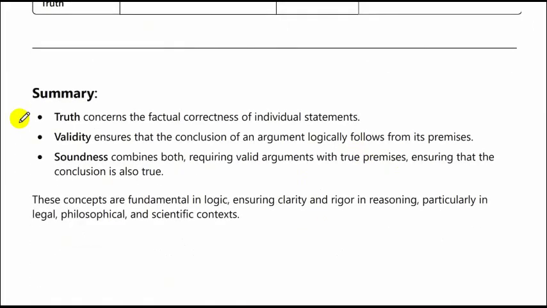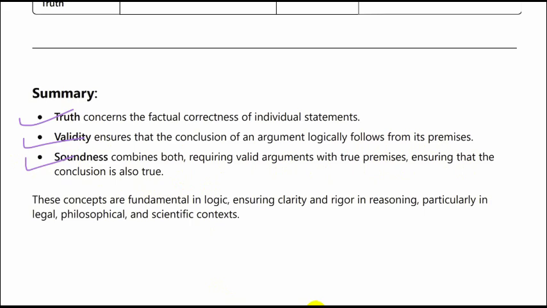Just to summarize quickly, truth concerns the factual correctness of individual statements. Validity ensures the conclusion of an argument logically follows from its premises, and soundness combines both, requiring valid arguments with true premises, ensuring that the conclusion is also true.